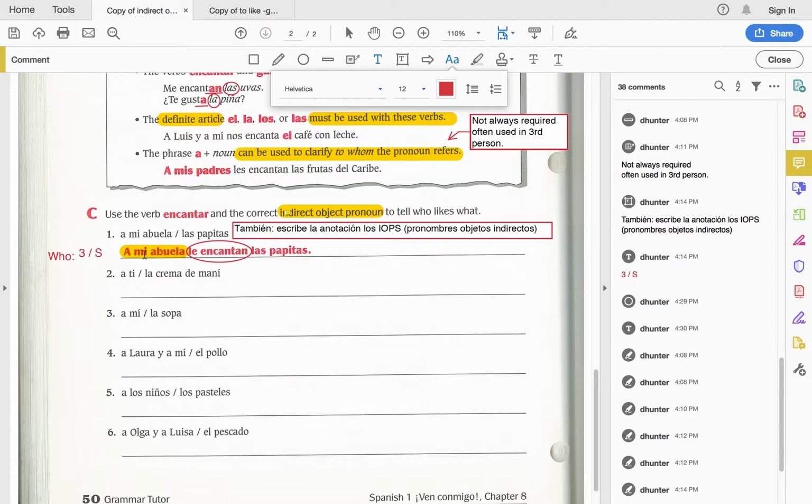The answer is yes, because we follow through all the steps. First, we've written who is being pleased, then we've given who is being pleased in our indirect object pronoun, then we've given that the person loves it, con encantar, and then we've told finally what is pleasing. What is pleasing.